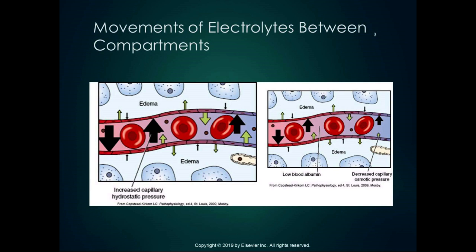So electrolytes move between compartments. We saw that chart with the different compartments they're in. They move along with water because they're dissolved. They move along with fluids. So hydrostatic pressure and osmotic pressure are pushing and pulling the electrolytes along with the fluid.